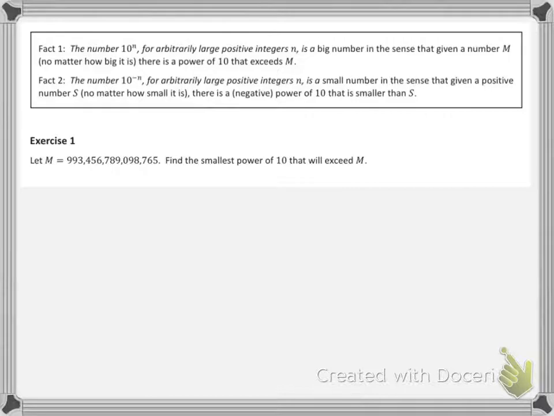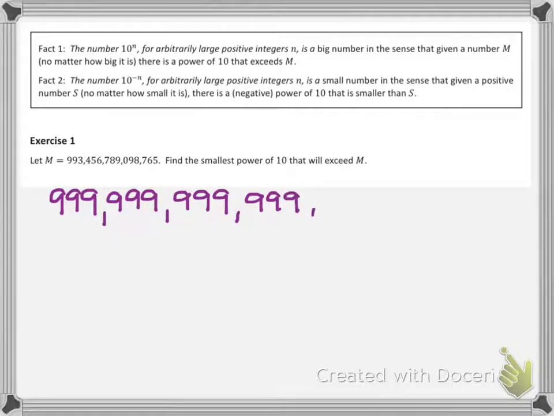I can say that the largest number with 15 digits would then be 999 trillion, 999 billion, 999 million, 999,999. So that number is the biggest that we could get with a 15-digit number.